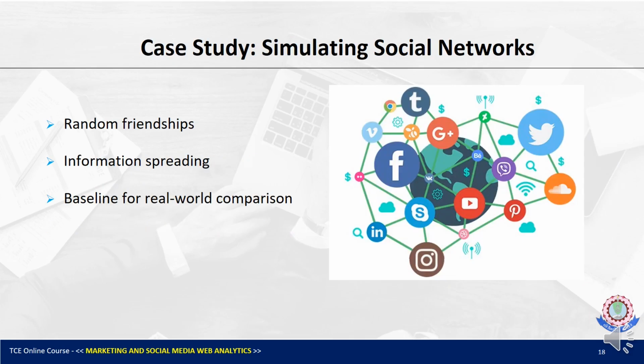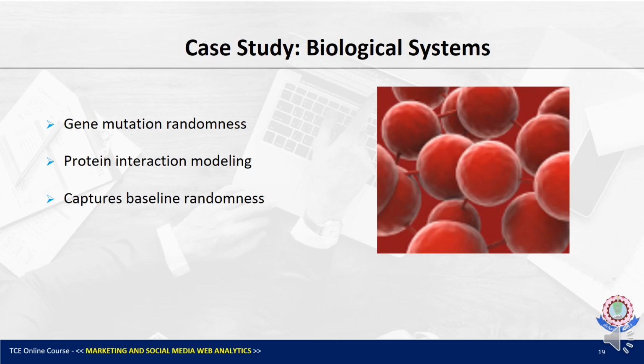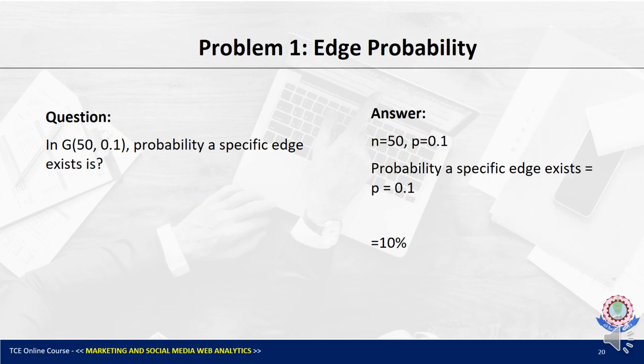So let's take a case study of social networks. It has random friendships, information spreading. If you take the case study of biological network, it is gene mutations and protein interaction. So let's solve a few problems relevant to this particular topic. The first problem is relevant to edge probability.